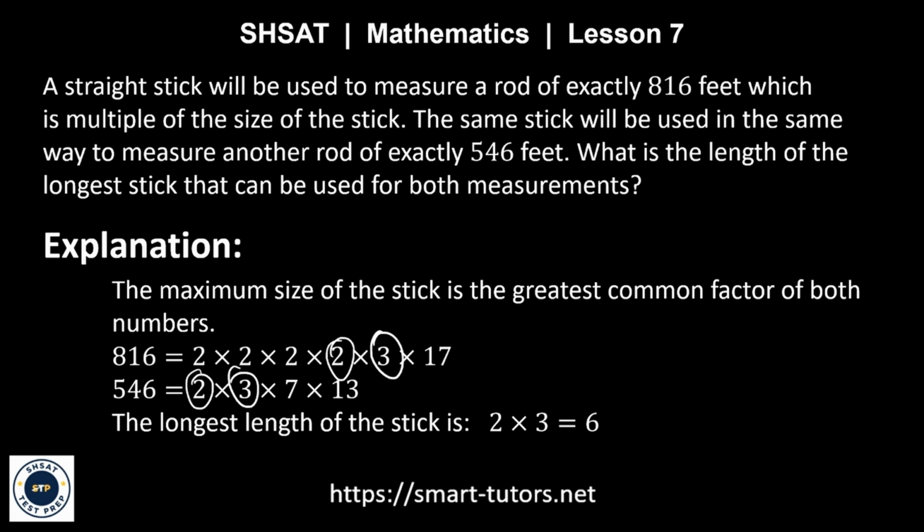So because it's greatest common factor, we are looking for just the commons. So they both have 2 and 3. So if you multiply 2 and 3, we get 6. So the longest length of the stick is 6 feet.